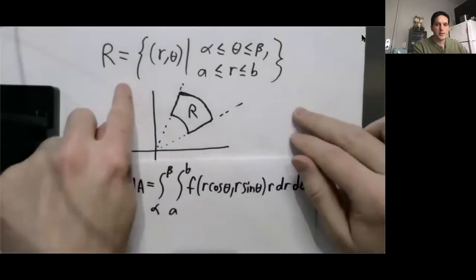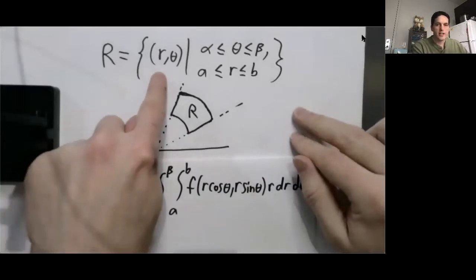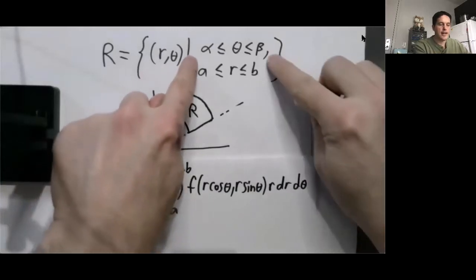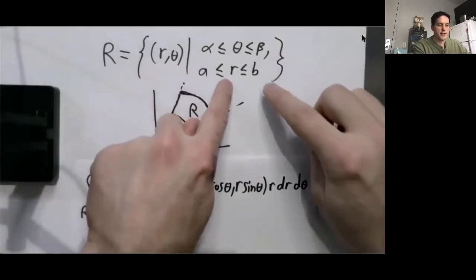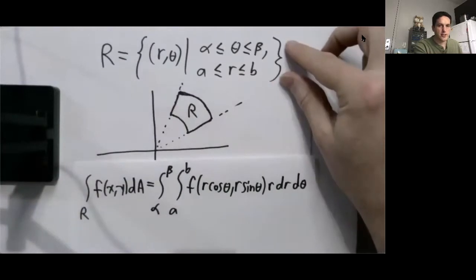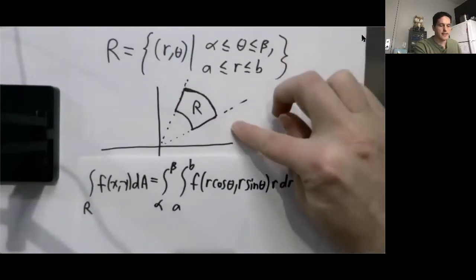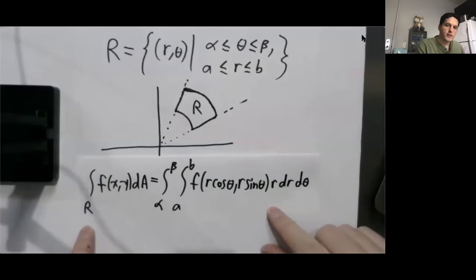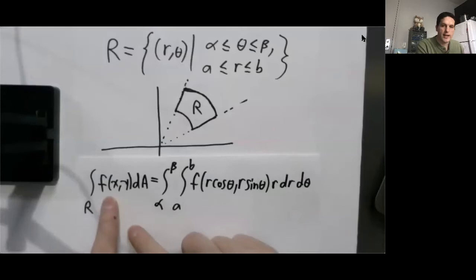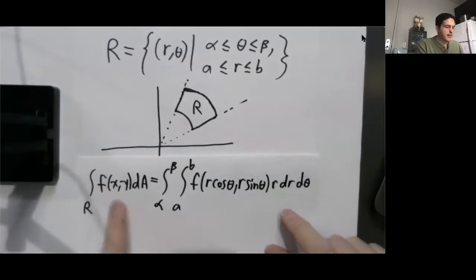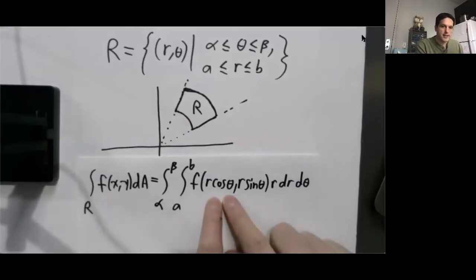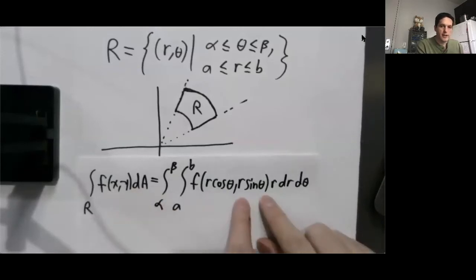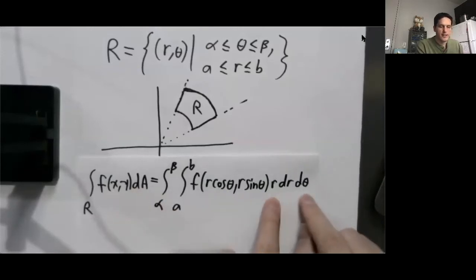It can be described using polar coordinates as the set of all points r theta, such that theta is between alpha and beta, and r is between a and b. A region like this is called a polar rectangle. It looks like that. This is our formula for integration using polar coordinates. If we want to integrate a function f over this polar rectangle R, then this integral can be evaluated using this formula. Notice that x has been replaced with r cosine theta, y has been replaced with r sine theta, and then we have r dr d theta.